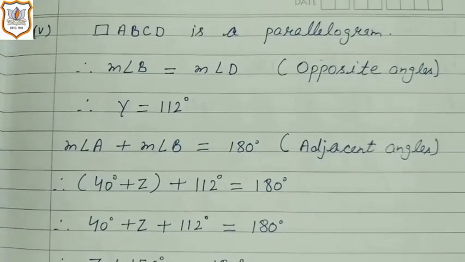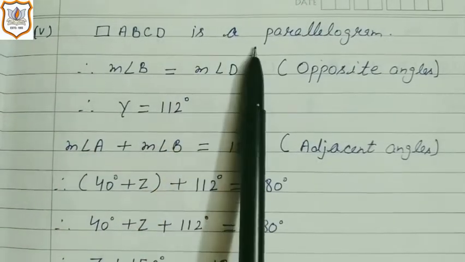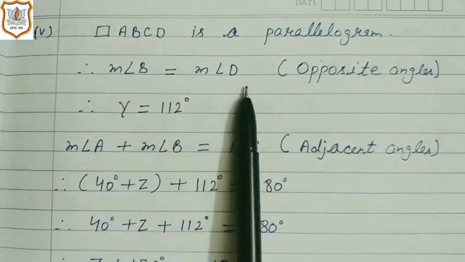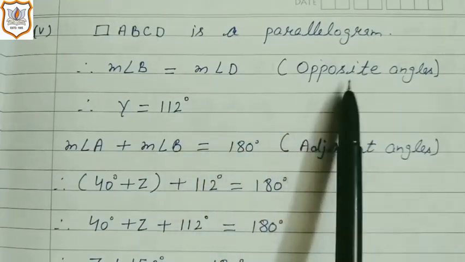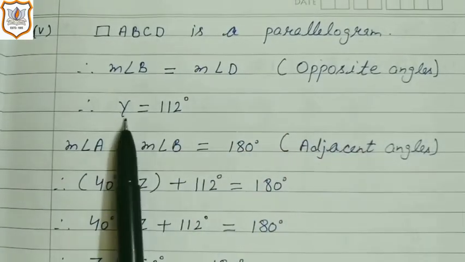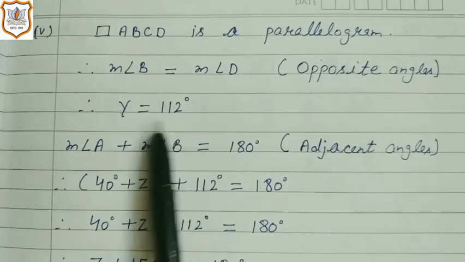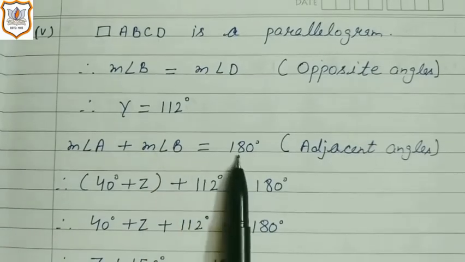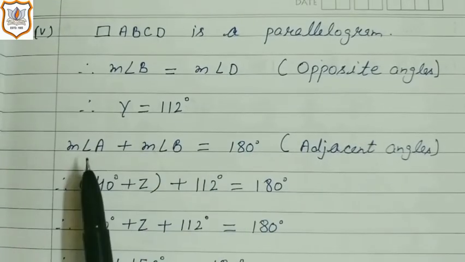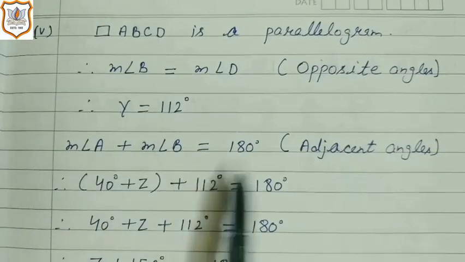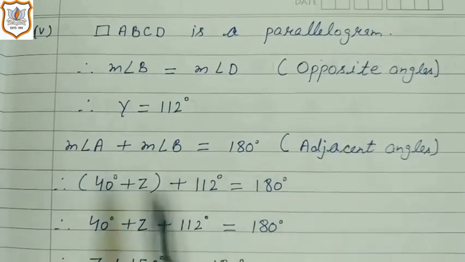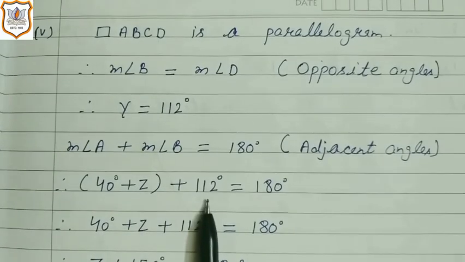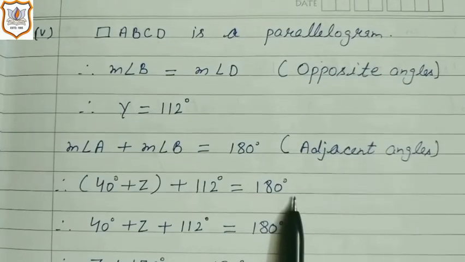Look at solution. Quadrilateral ABCD is a parallelogram. Measure angle B is equal to measure angle D because these are opposite angles. So Y is equal to 112, given in the question. Measure angle A plus measure angle B is equal to 180 because these are adjacent angles. Angle A is 40 plus Z, angle B is 112, equal to 180.